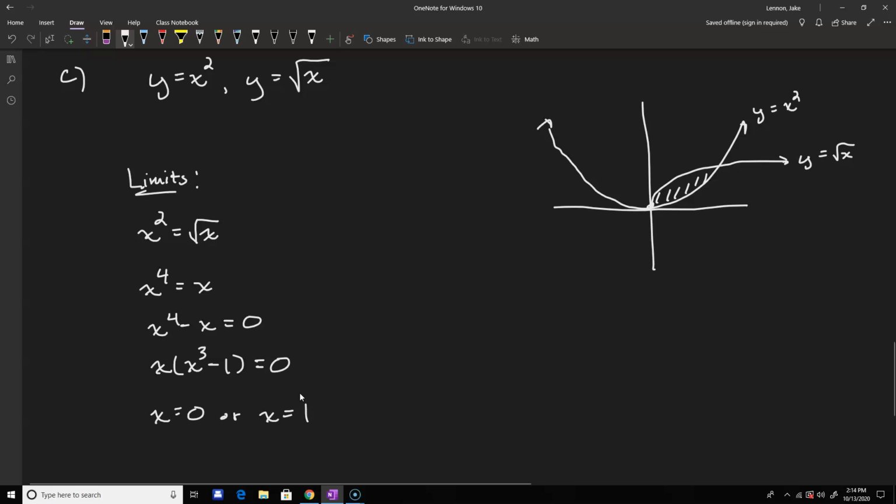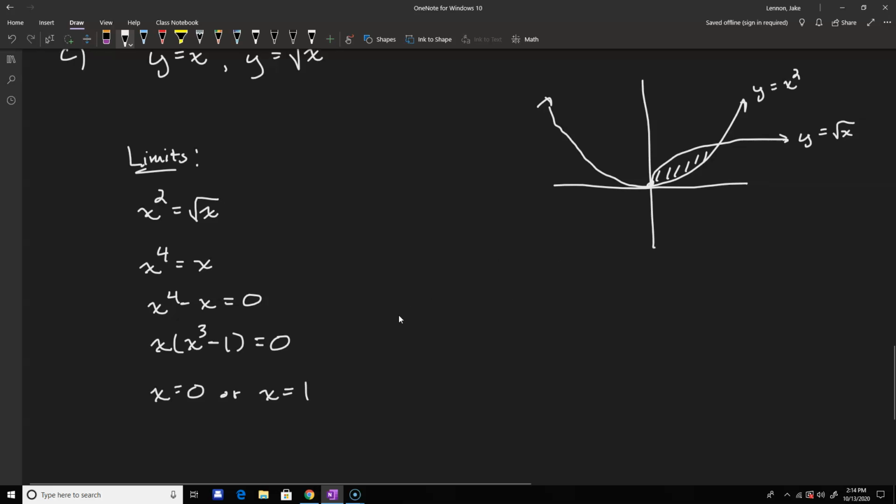And again, the square root is on top there. So our area here is going to be given as the integral from 0 to 1 of the square root of x minus x squared.